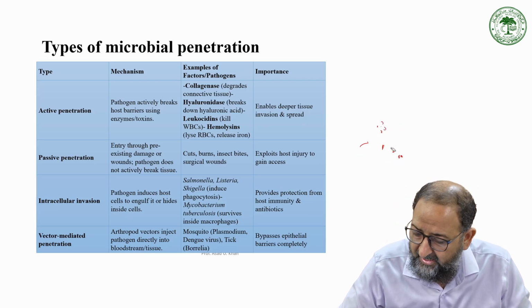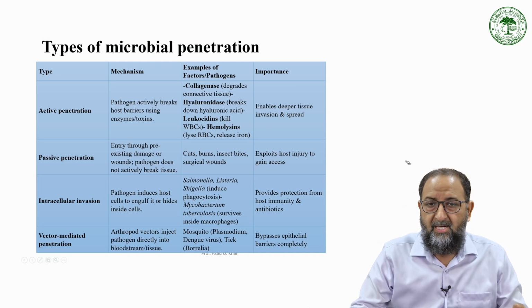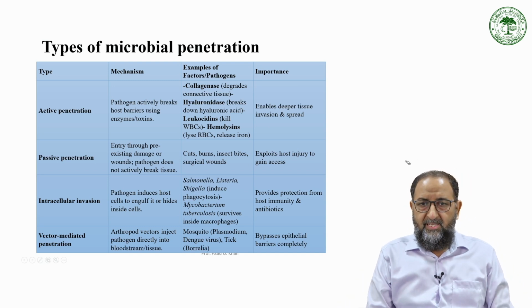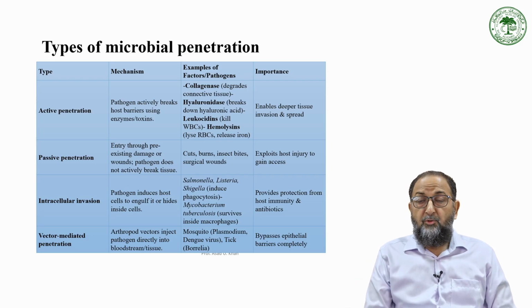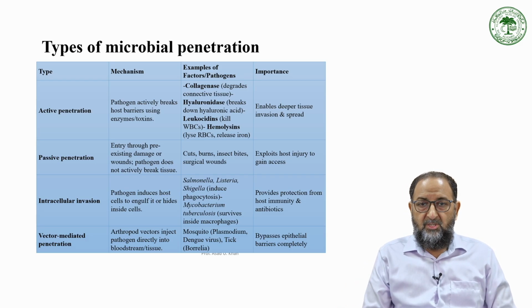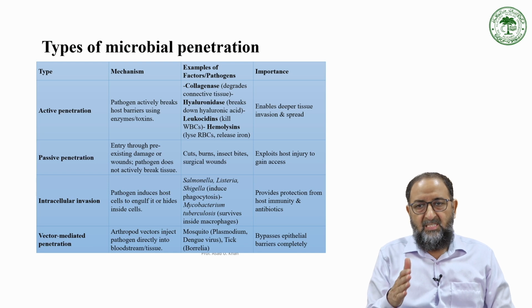So this is the mechanism of penetration. The hyaluronidase dissolves the cementing materials and allows the cells to get entered. So this is how it works as virulent factors, leading to pathogenicity and making the host more prone to infection. Leukocidin kills the WBCs, hemolysin kills the RBCs, as I told earlier, and releases iron. And the importance of this active penetration is that it enables deeper tissue invasion and spread of the infection.